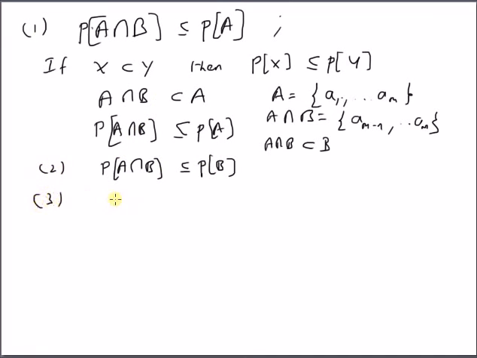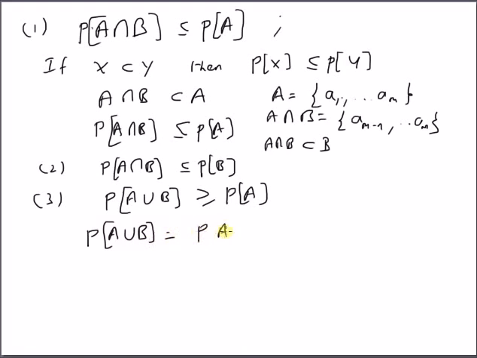Now let us look at the next theorem, that is probability of A union B is definitely greater than or equal to probability of A. For this inequality, we use the following definition, that is probability of A union B is equal to probability of A plus probability of B minus probability of the intersection, that is A intersection B. Just now we derived that the probability of B is always greater than or equal to probability of A intersection B, that is this part is always greater than or equal to 0.